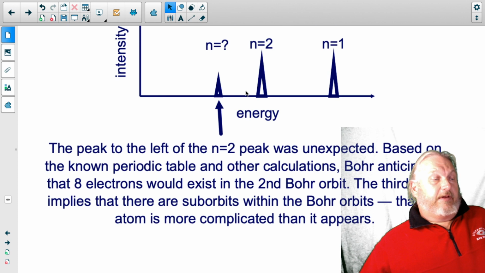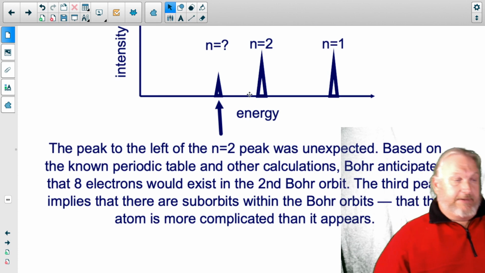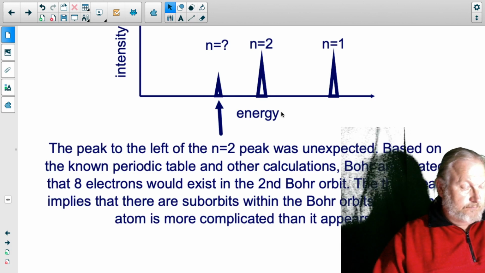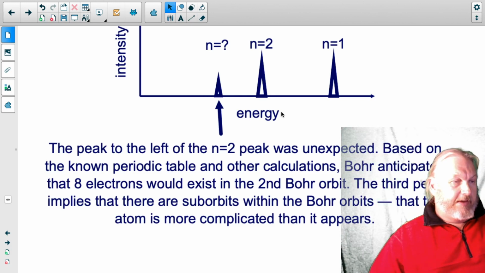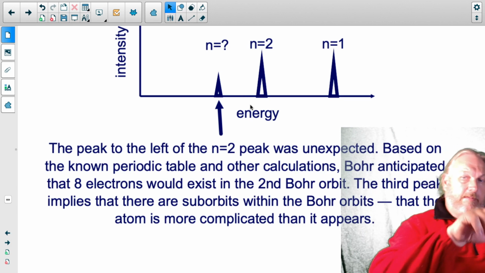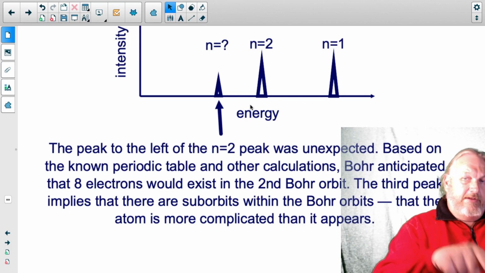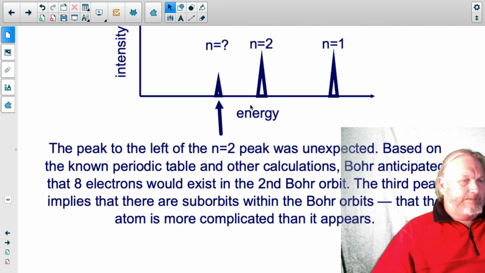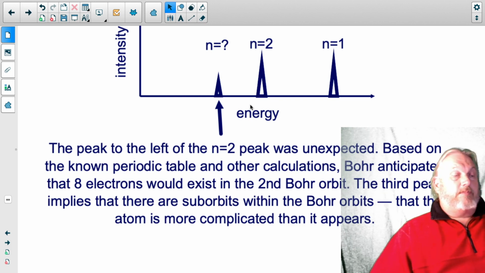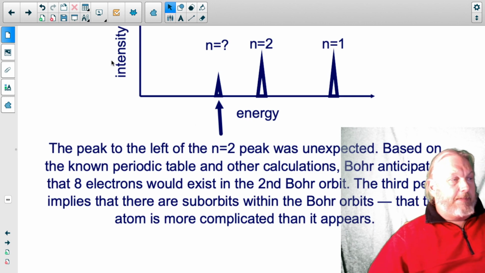So the peak to the left of the N2 peak was unexpected, based on the known periodic table and other calculations. So Bohr anticipated that 8 electrons would exist in the second Bohr orbit. Remember, we're talking about the satellite type orbit that Bohr had. The third peak implied that there's suborbitals within the Bohr orbits. So this makes the atom a little bit more complicated.